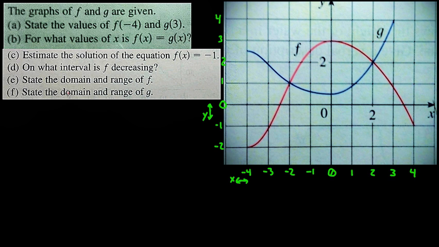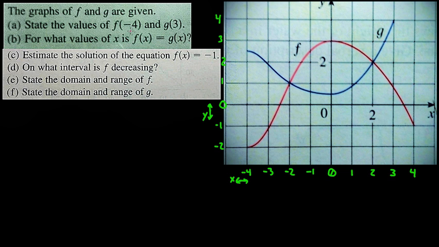Okay, we're talking about functions again, and we're just going to do some more practice here. It says state the values of f of negative 4 and g of 3. As I was saying before, you've got f of x and g of x. To find f of x, you're going to place that negative 4 where x is.